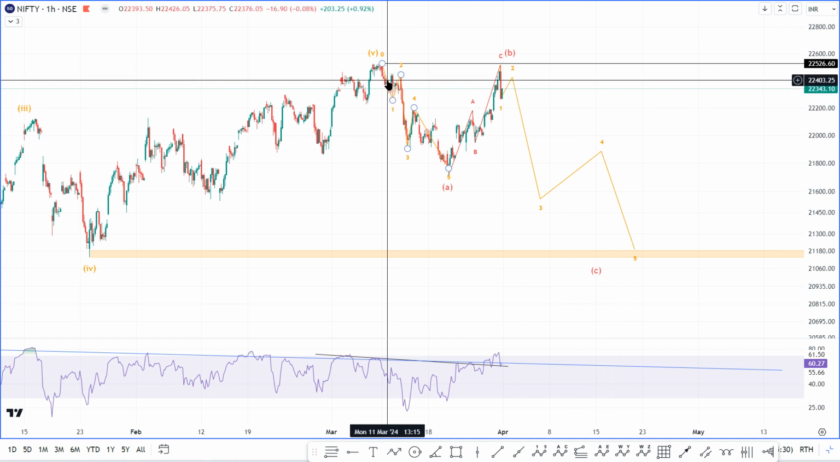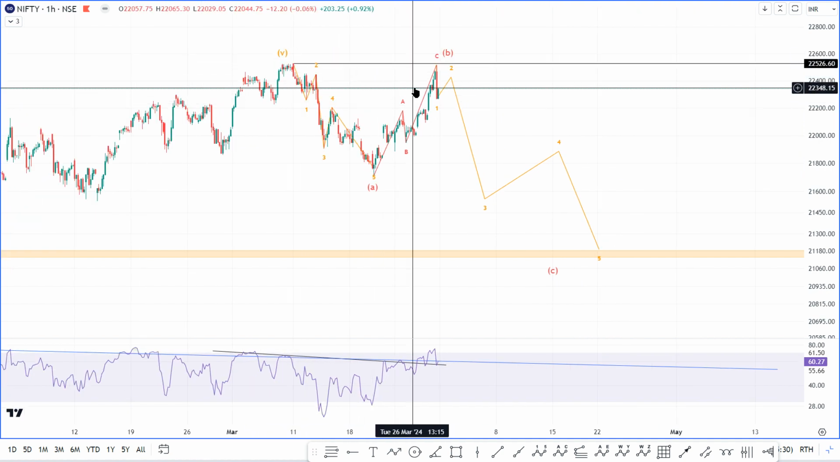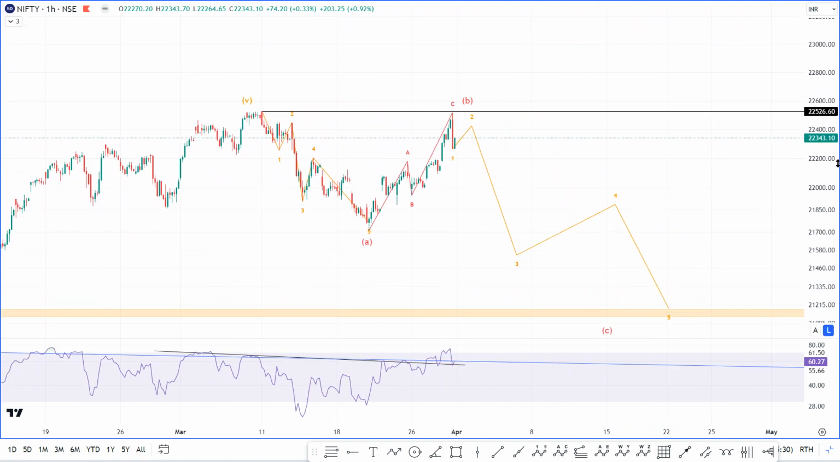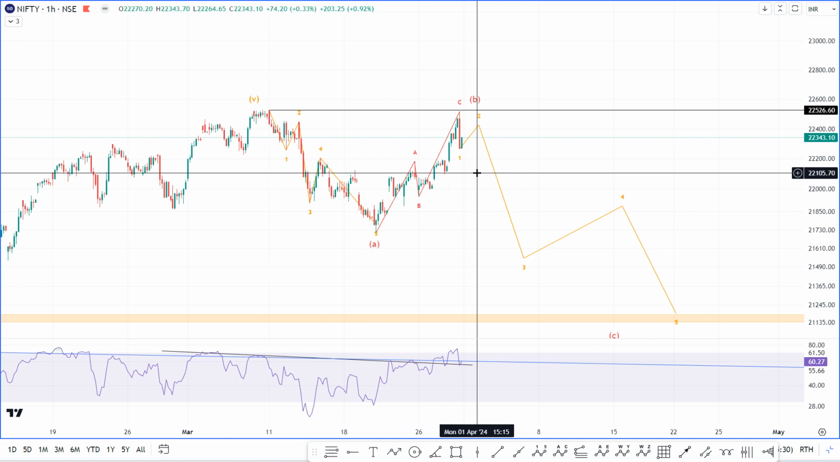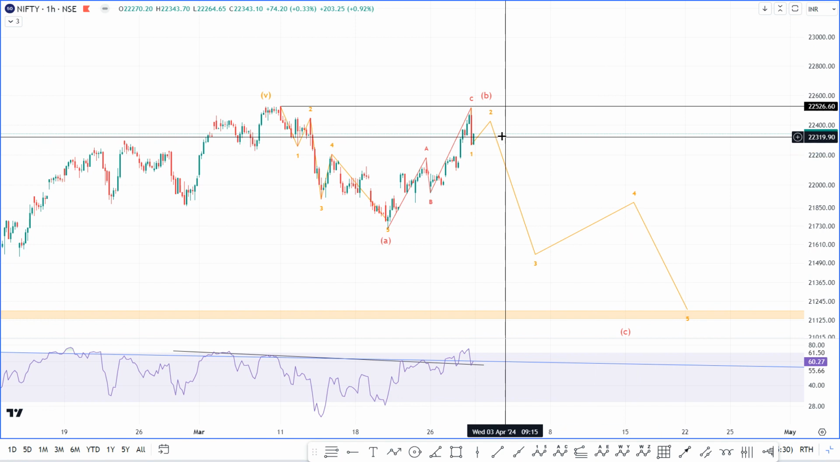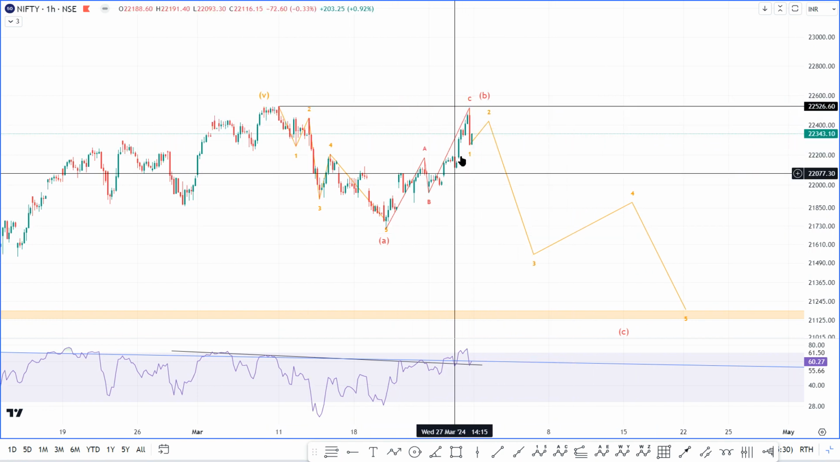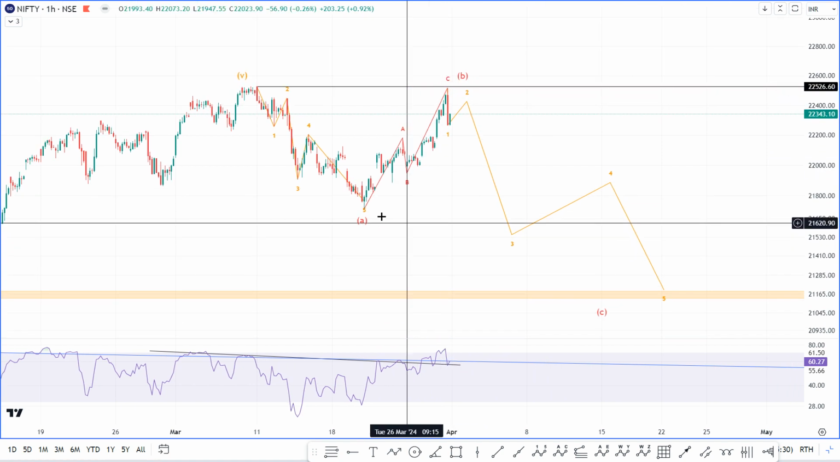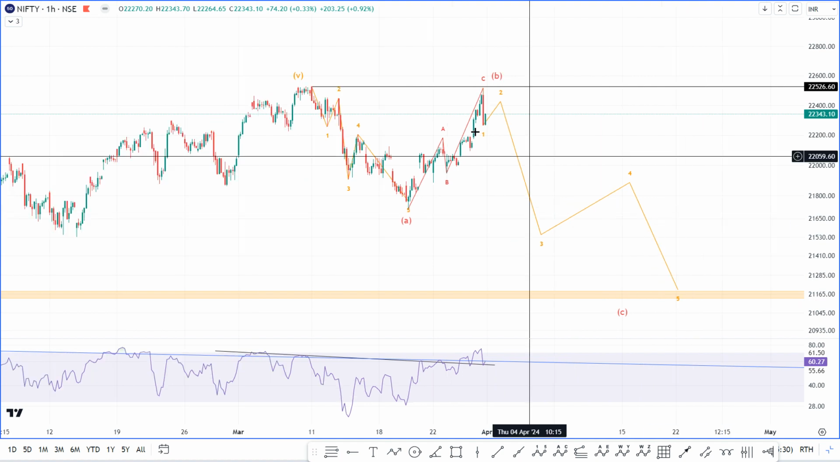But the high, the initial of wave A, from where wave A began, is still protected, because wave A started from 22,526, and wave B high was 22,516. So there's still a 10-point difference. So this can be a rare case where B has retraced more than 78.6 to form a zigzag correction, where there's five waves in A, three waves in B, and again C will have five waves. So this is one possibility.